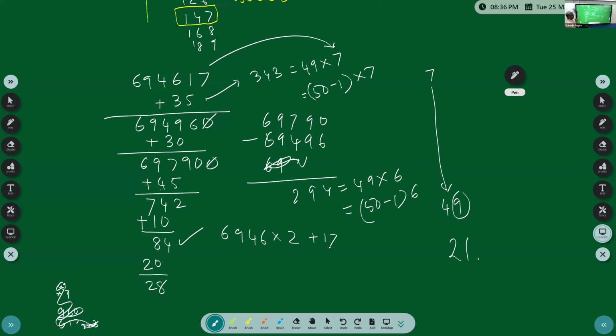Well, have you all understood what is happening here? As far as divisibility test of 7 is concerned, there is a subtraction test because of 21, there is an addition test because of 49.